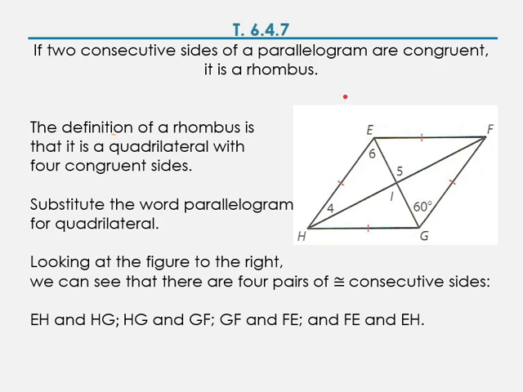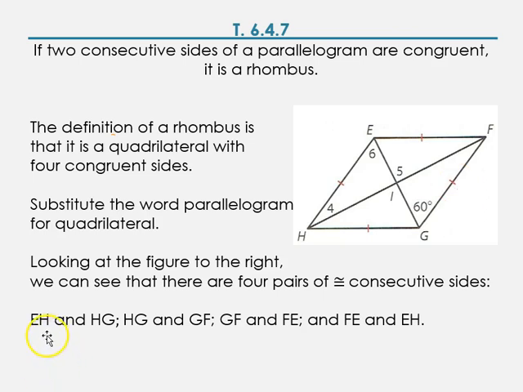Theorem 6.4.7. If two consecutive sides of a parallelogram are congruent, it is a rhombus. So in the last figure we talked about the angles. Now we just need to talk about the sides. So if we substitute the word parallelogram for quadrilateral in the definition of a rhombus, we now have our theorem. Looking at the figure to the right, we can see that there are four pairs of congruent consecutive sides.